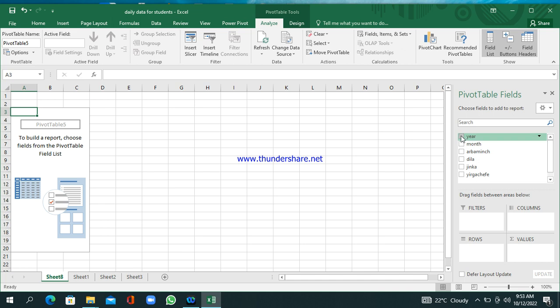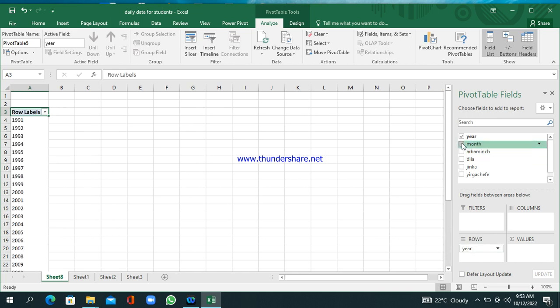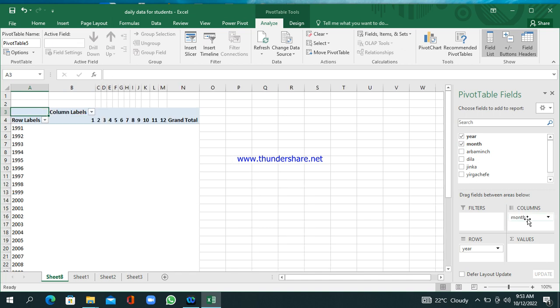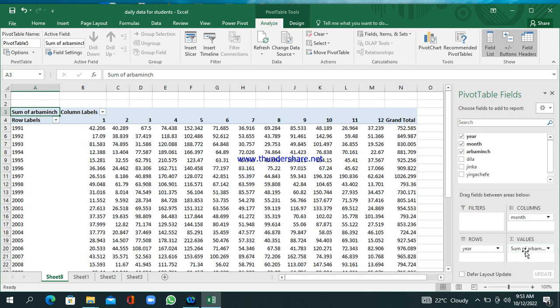So bring the year into row, just like this. And the month is in the column. And the rainfall of Arbaminch is into value. Mind you, rainfall always sum. It should be sum, not average. But temperature or another is average. So make sure this should be sum.